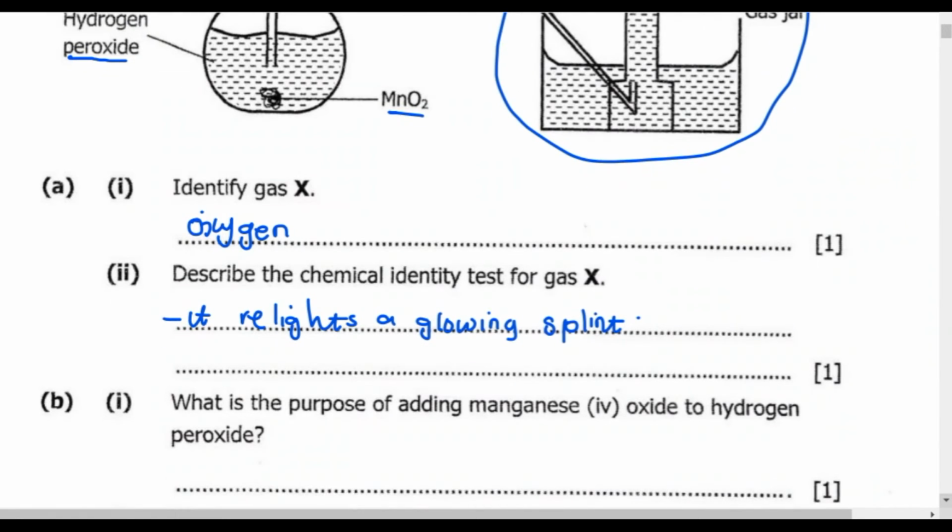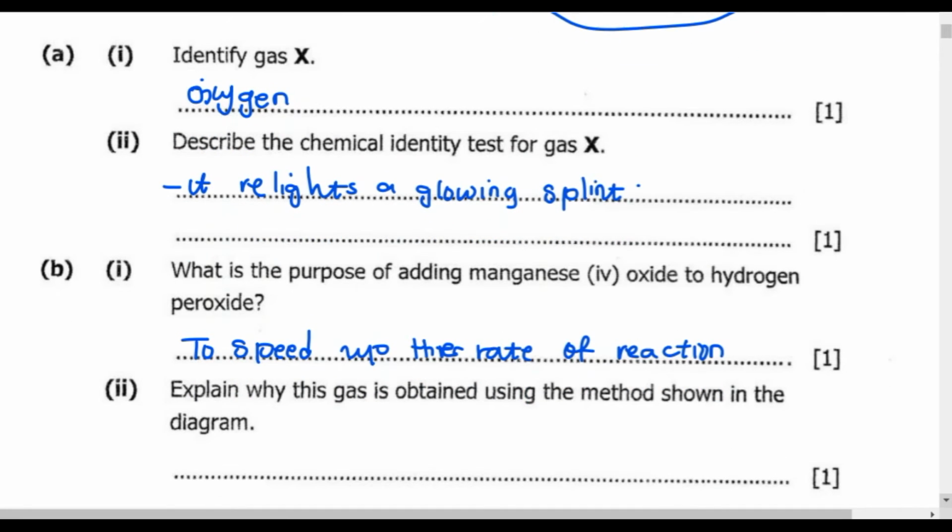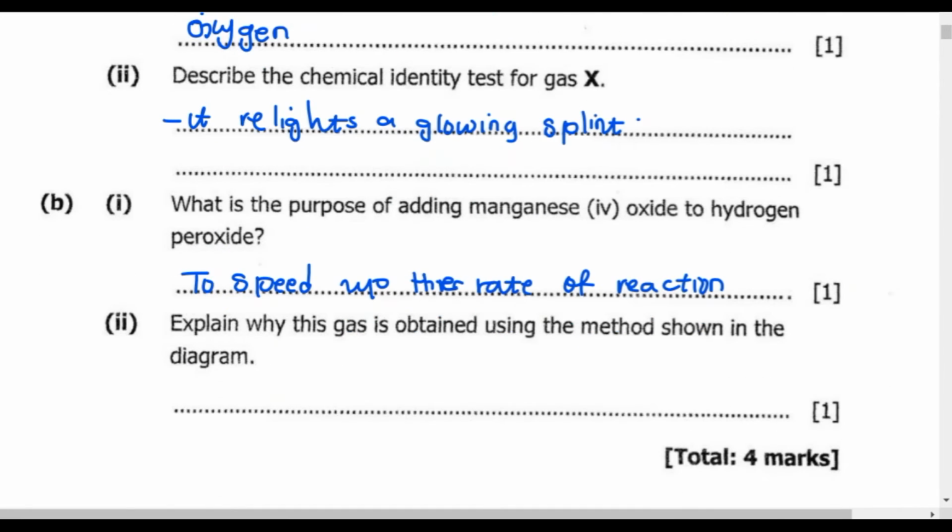Right, then B1, what is the purpose of adding manganese(IV) oxide to hydrogen peroxide? So say to speed up the rate of reaction. So to summarize, it is just acting as a catalyst.